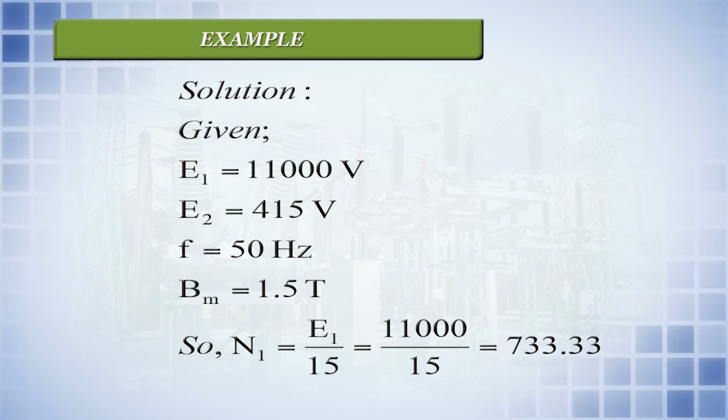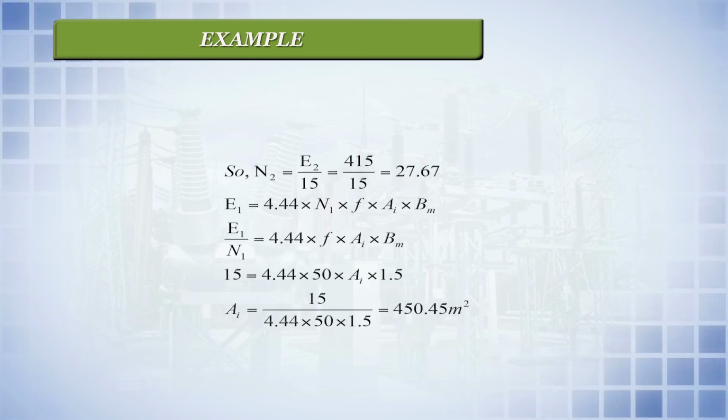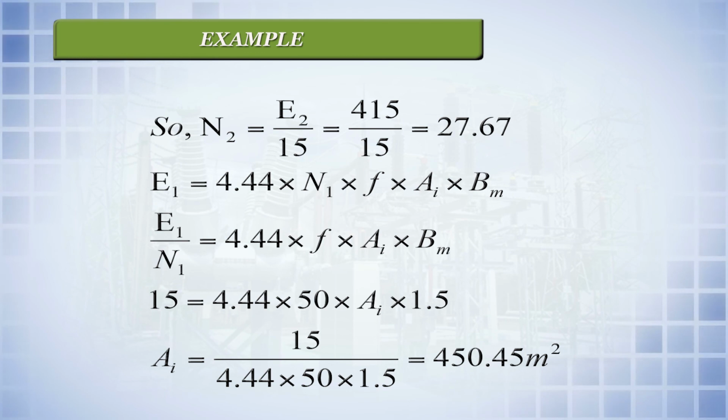So the number of primary turns you can calculate very simply. You can write N1 is equal to E1 upon 15, and the value of E1 is already given, that is 11,000. So N1 is equal to 11,000 divided by 15. So it comes 733.33. Similarly, you can calculate the number of secondary turns. N2 is equal to E2 upon 15. It is equal to 415 upon 15. So it comes 27.67.